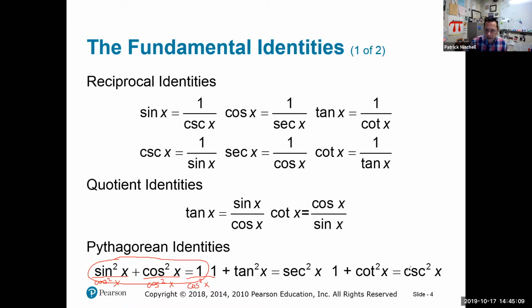If I need this identity over here, I do the exact same thing, only I divide everybody by sine squared x. If you can picture that, I'm not going to write it out here. Sine squared x divided by sine squared x would be 1. Cosine squared x divided by sine squared x would be cotangent squared x. And then 1 over sine squared x would be cosecant squared x.